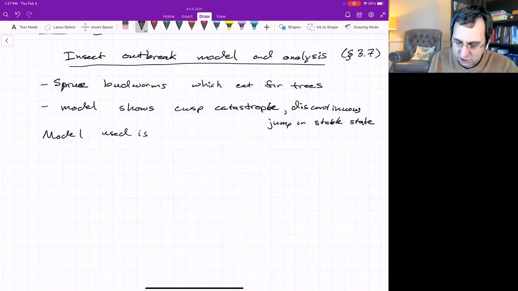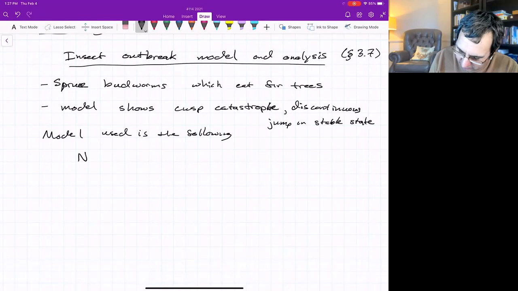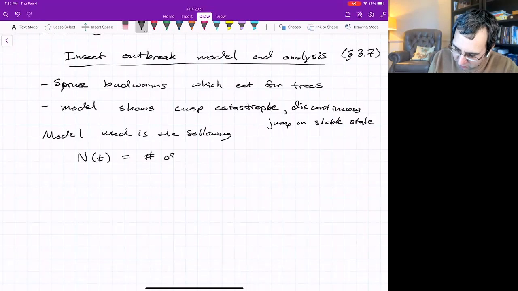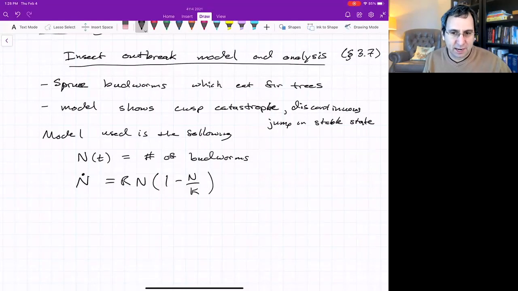It'll look like the logistic model. We'll look at N, our main variable, capital N, which will vary in time. This is the number of budworms. The model is that N grows according to a logistic model: capital R times N times (1 minus N over K). If we left it at that, then we could just go back to the earlier discussion of the logistic model. But there's also P(N), predation.